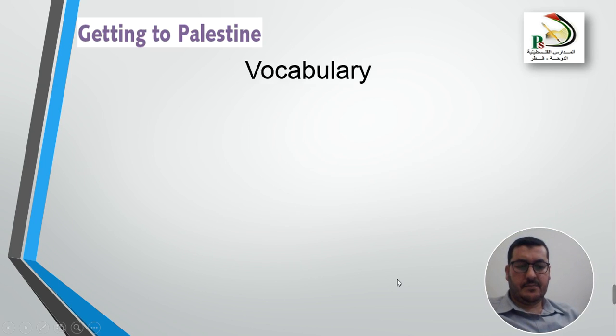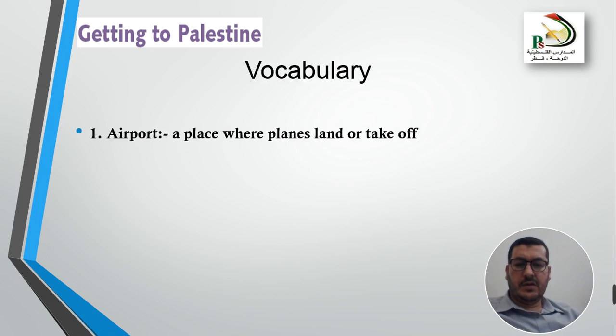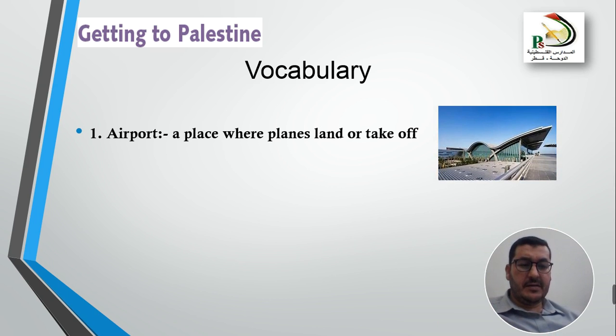Okay, so we'll start with the new words. The first one is airport, a place where planes land or take off. And here we have a picture of an airport.